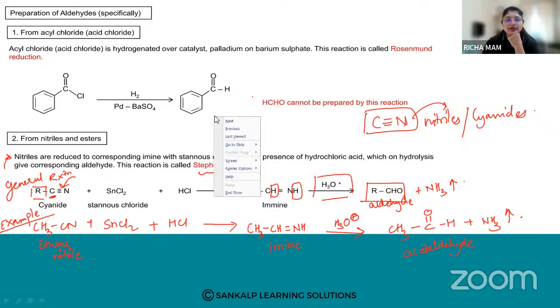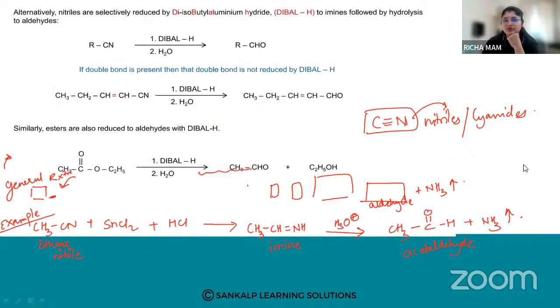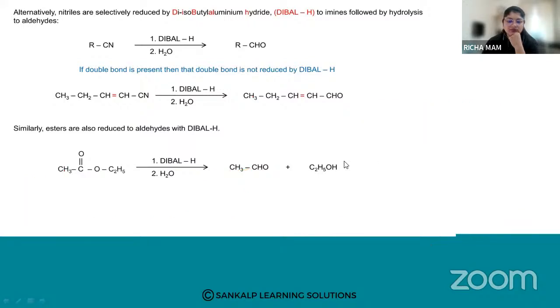Okay, fine. Let us go for the next one. In the previous reaction, we took nitriles and treated them with SnCl2 and HCl. We got imines, and this imine was further hydrolyzed to give the corresponding aldehydes, right? Now here, again we are going to take nitriles, or cyanides, and treat them with DIBAL-H. What is this DIBAL-H?